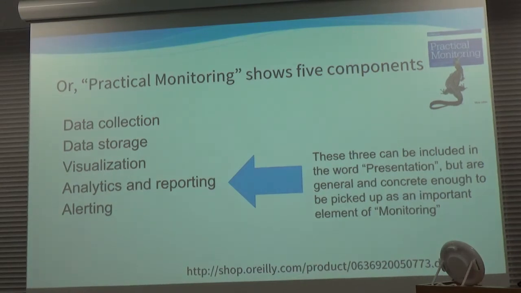On the other hand, another book called Practical Monitoring was released this year, around summer, I guess. And they say that there are 5 components. Collecting and storage are the same. And they say that presentation is in 3 ways: visualization, analytics and reporting, and alerting. And this is quite general and concrete enough to be picked up as an important element of monitoring, I guess.